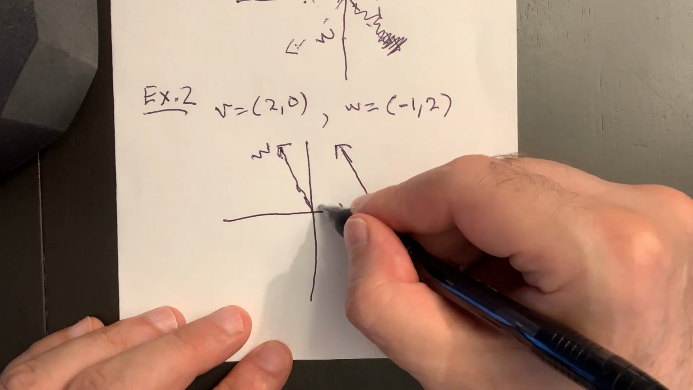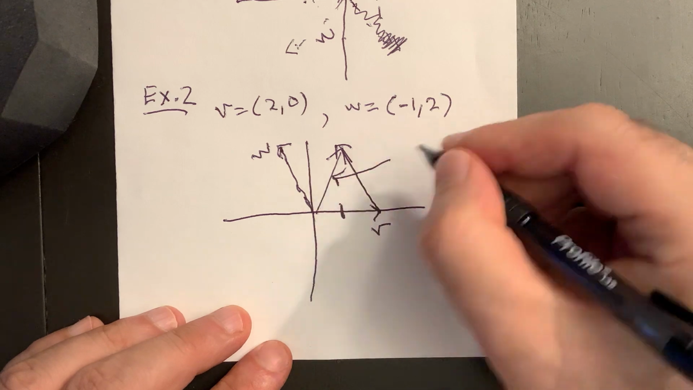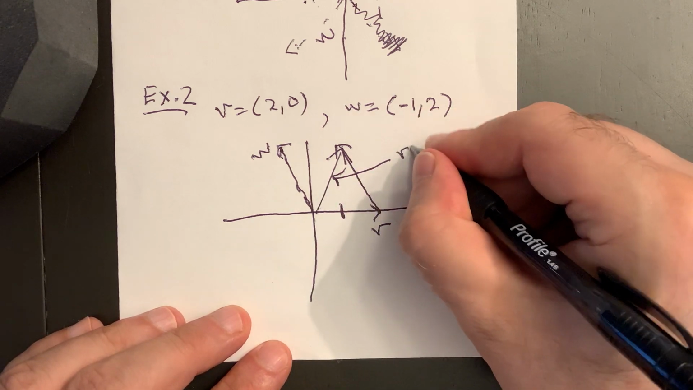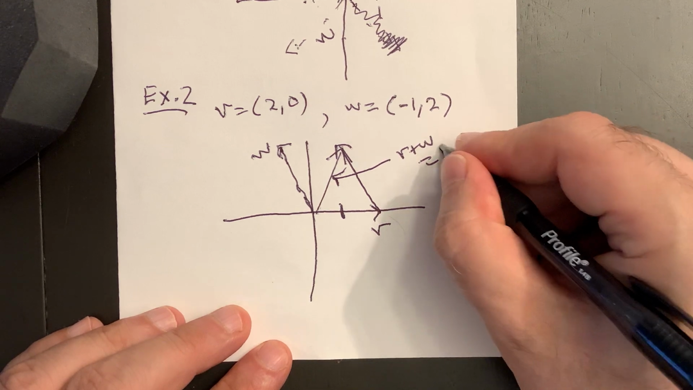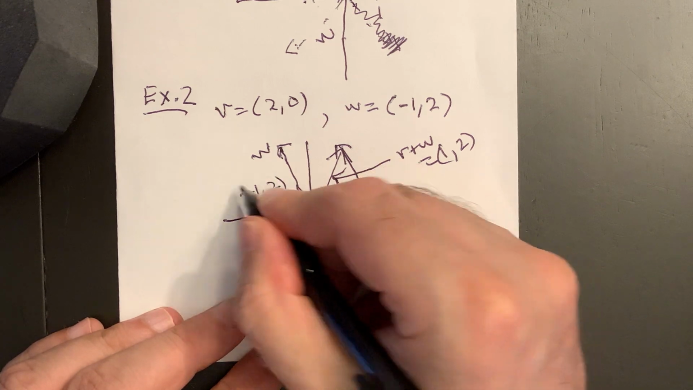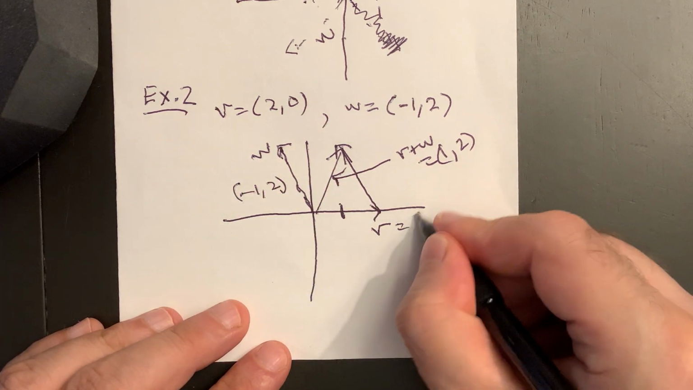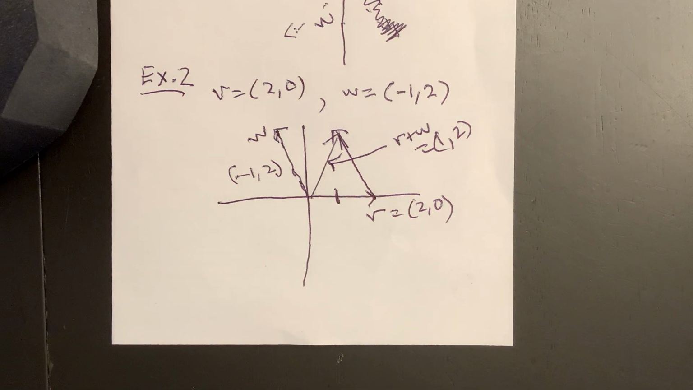This vector here, that vector is equal to the sum, V plus W. So that's equal to 1, 2. Okay, and this is W, -1, 2, and this is V, 2, 0. So we can add them like that. It makes sense. You're just altering each coordinate all at the same time, kind of, when you do that.